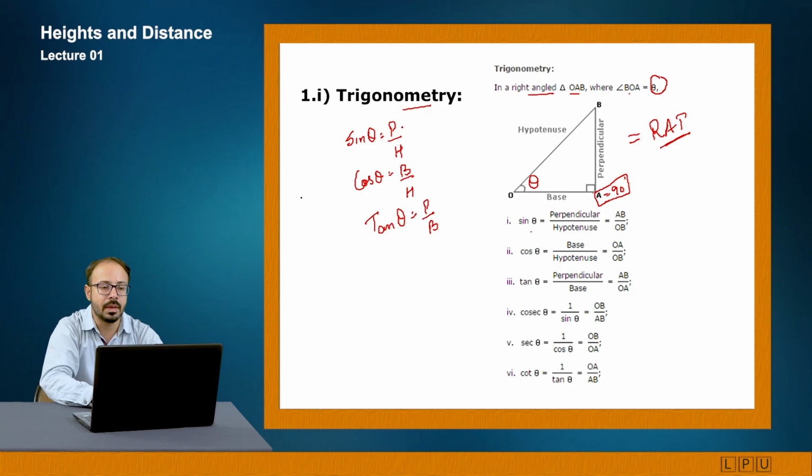Now what is P, what is H, what is B? P is for perpendicular, H is for hypotenuse, B is for base. Now this is the identity: sin theta is perpendicular by hypotenuse, AB upon OB, cos theta is base upon hypotenuse, OA upon OB, tan theta is perpendicular upon base, AB upon AO.